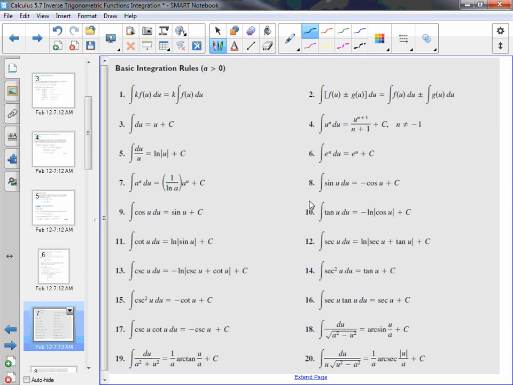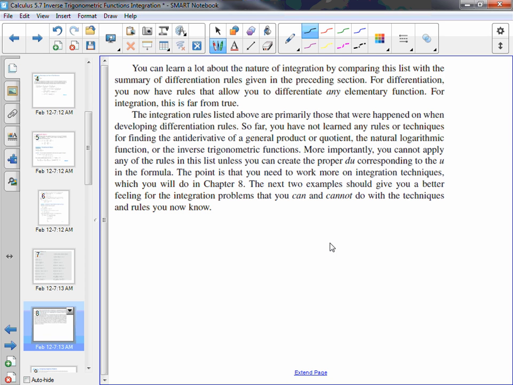Now we've got a bunch of integration formulas. Do we have as many integration formulas as we do derivative formulas? About, but not quite. All right, here's what the book says, and I like this. I'm just going to read it here. You can learn a lot about the nature of integration by comparing this list with the summary of differentiation rules given in the preceding section. For differentiation, you now have rules that allow you to differentiate any elementary function. Some of them aren't all that easy to do, but we have a rule for everything that's an elementary function.